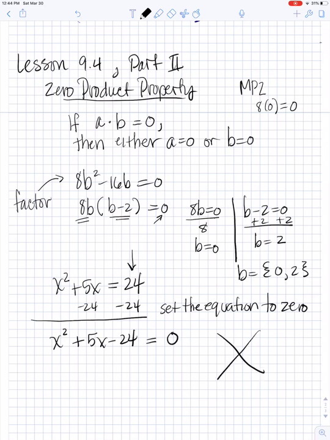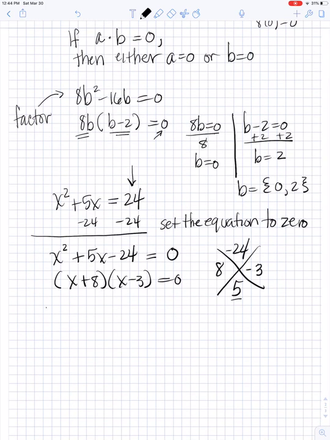So you've learned a lot about factoring. Now we need to find the factors of negative 24 with a sum of 5. If you start thinking about those factors, well, 8 times negative 3 is going to get me to negative 24. And if I add them, that gives me the positive 5. So in factored form, this is x plus 8 times x minus 3 is equal to 0. Using the zero product property, that means that x plus 8 is equal to 0, or x minus 3 is equal to 0.